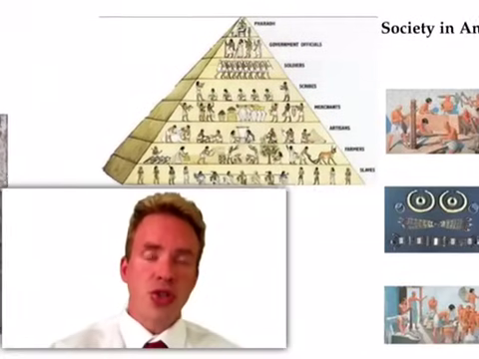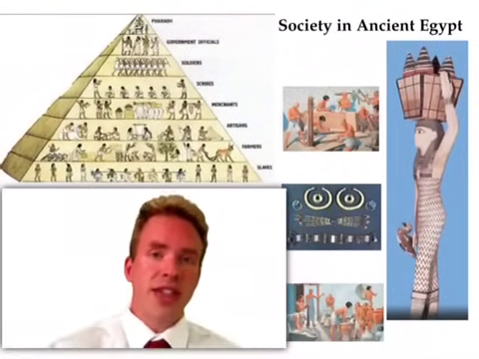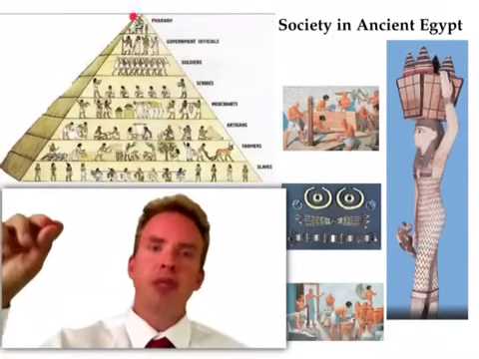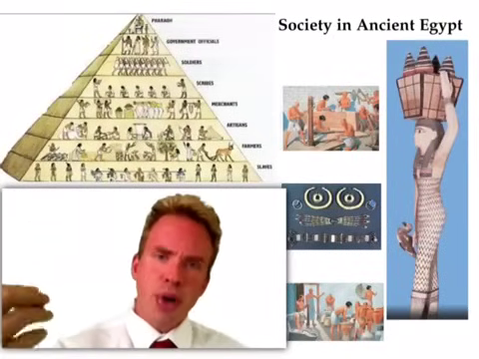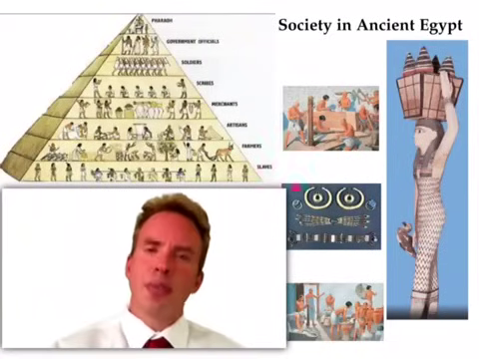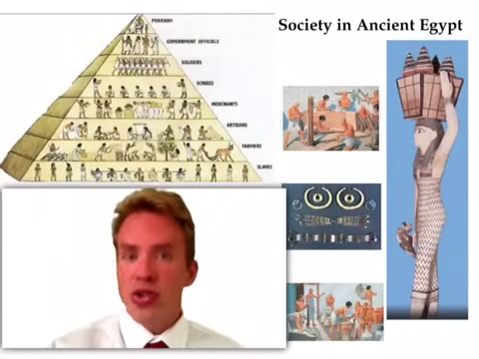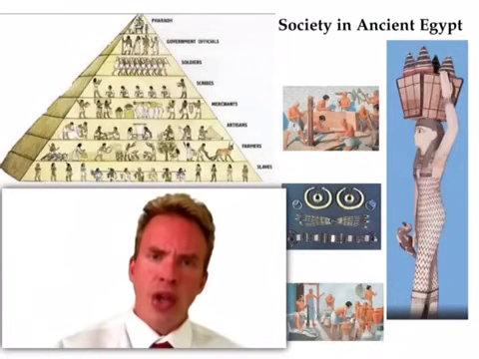Egyptian society was structured like a pyramid, just like the pyramids they've got. The pharaoh at the top, his government officials under him, then merchants, and then the majority of the population were farmers, just regular run-of-the-mill workers.